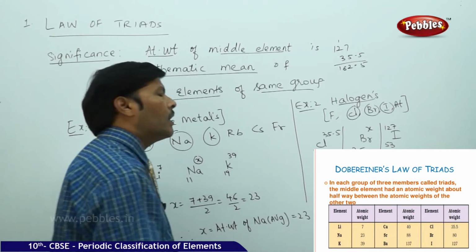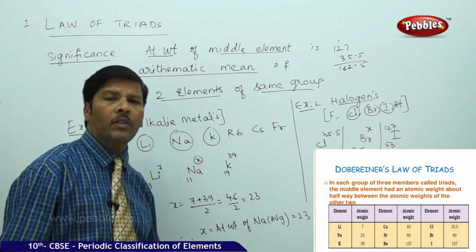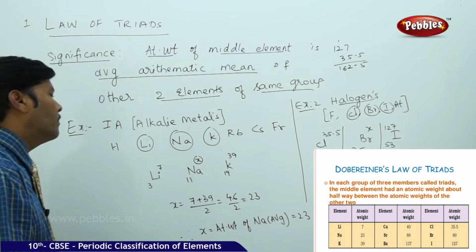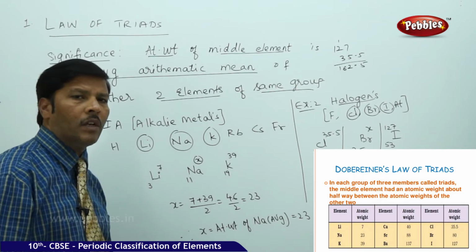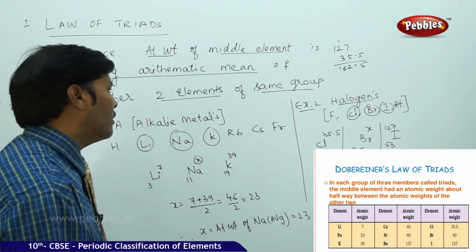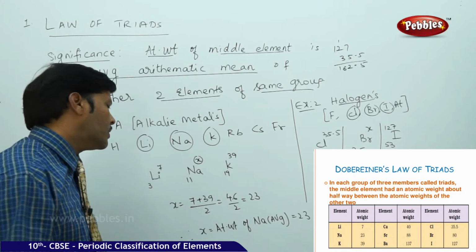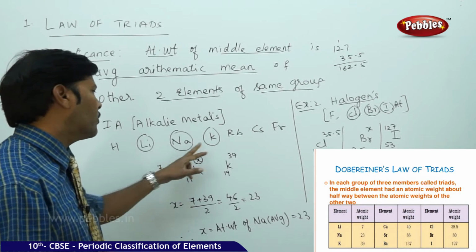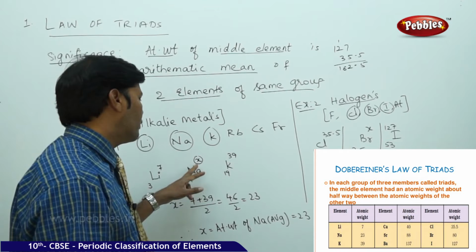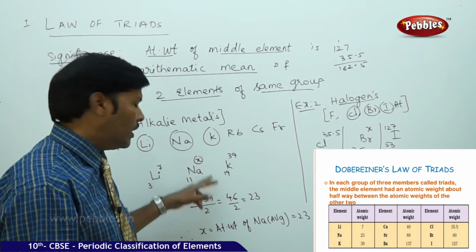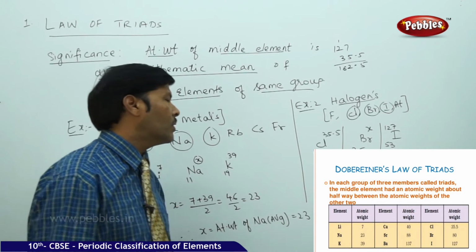So this is how we can calculate the average atomic weight of the middle element of the three elements, the triads of elements picked from the same group. If you want to calculate the atomic weight of the middle element, we can calculate it in this procedure. So in the alkali metals, if you pick the triad lithium, sodium, potassium, sodium becomes the average atomic weight element, which is in the middle. Its atomic weight after calculation is 23.